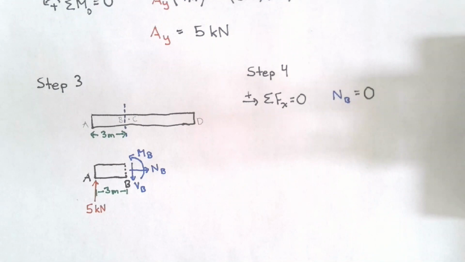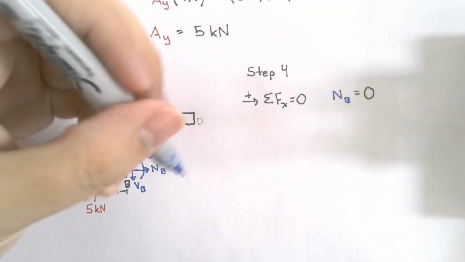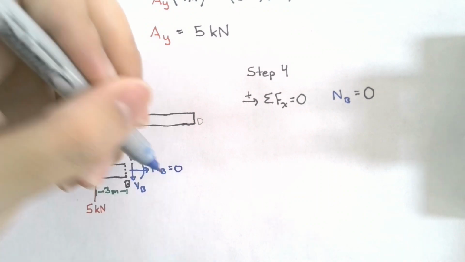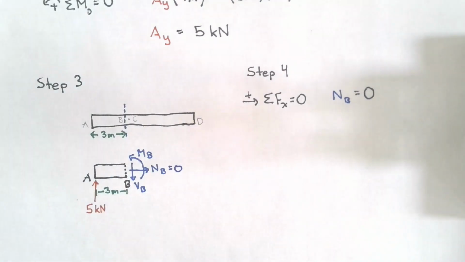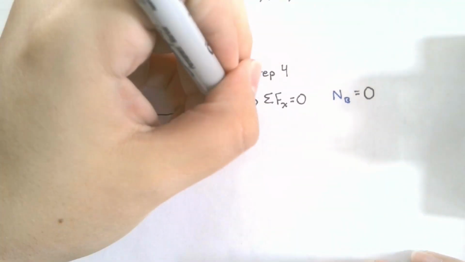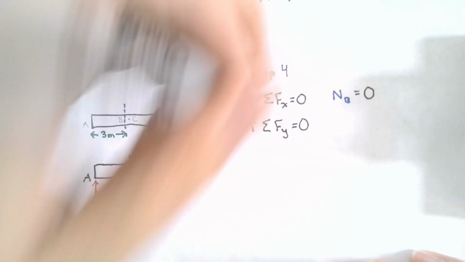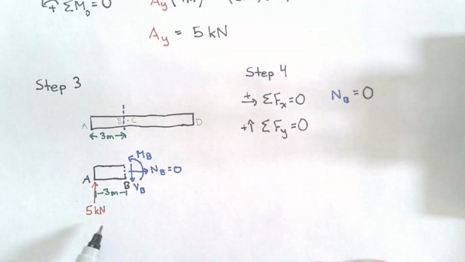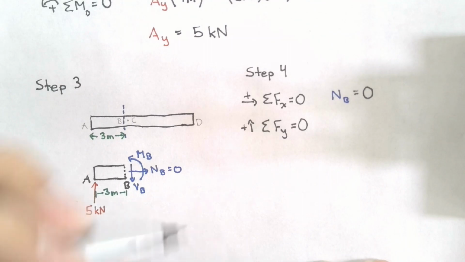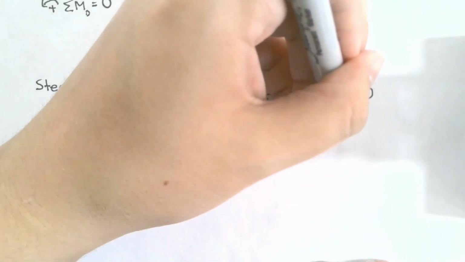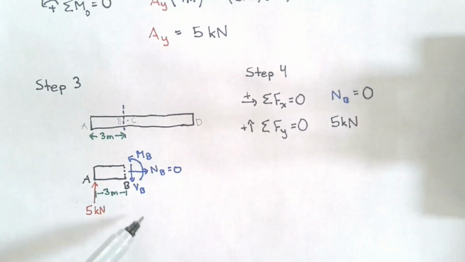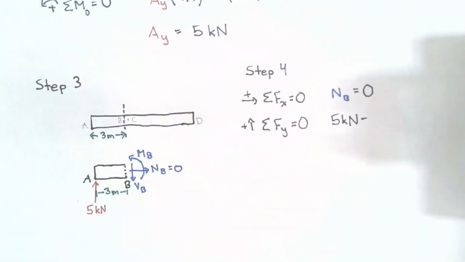So now we have that the normal force in this system is 0. Let's move on to our sum of forces in the y direction. In this case, we have a 5 kilonewton force in the positive y direction and an unknown shear force in the negative y direction.